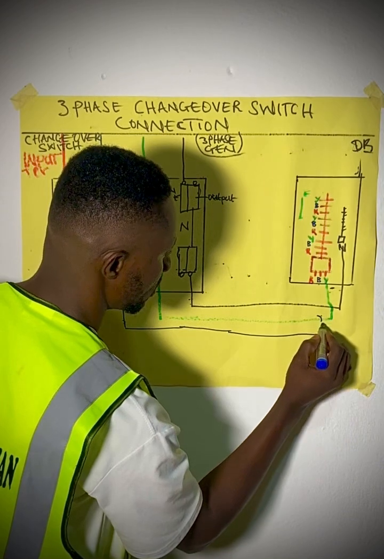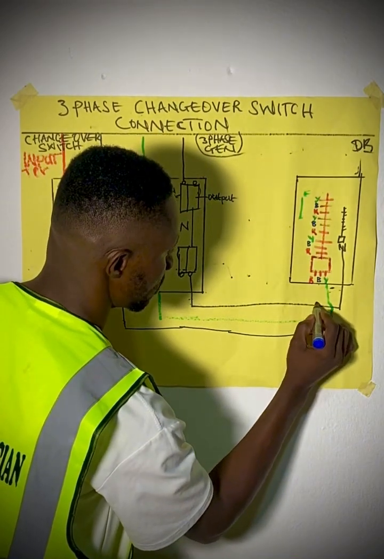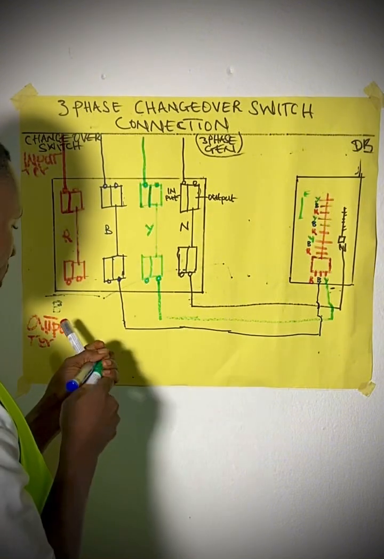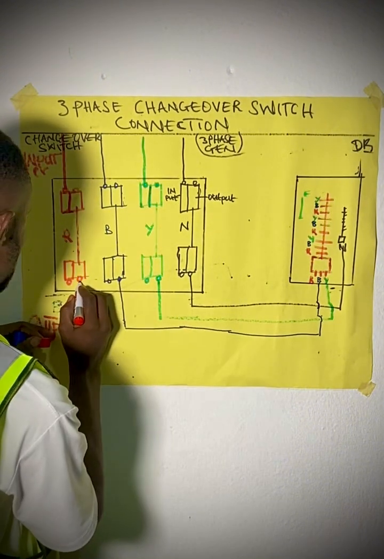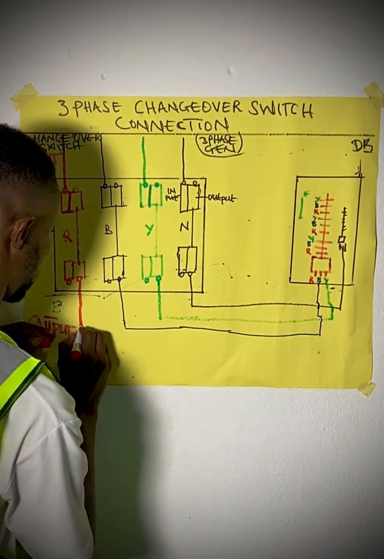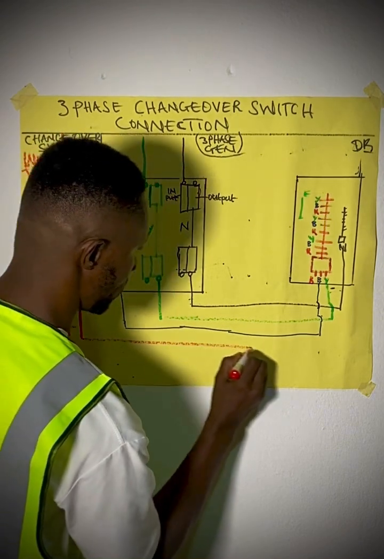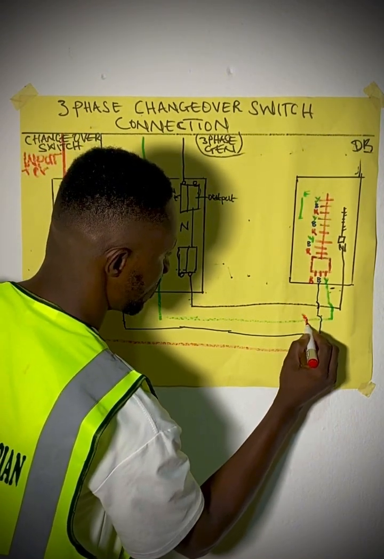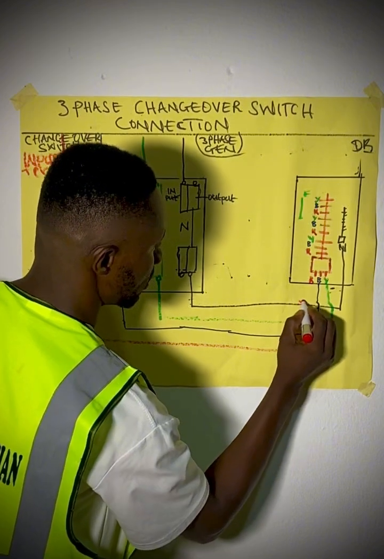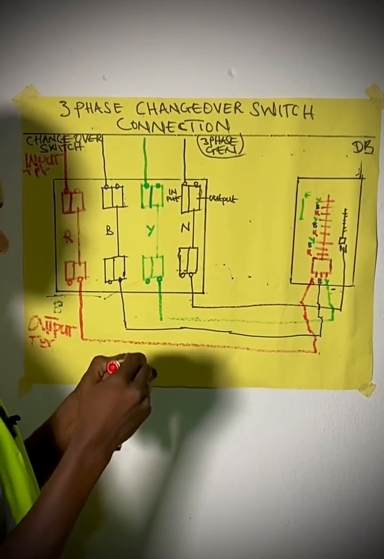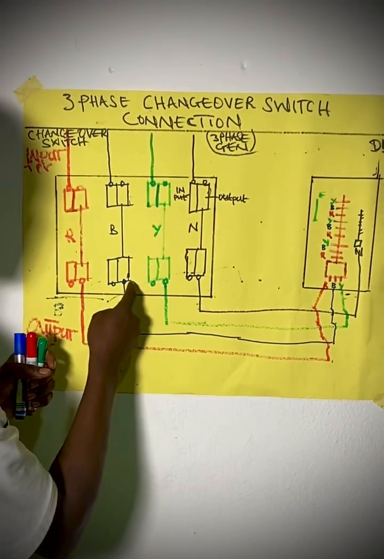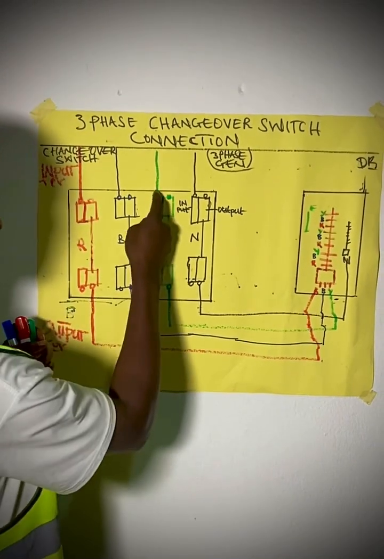So we have something of this nature, then to blue phase. Now let's run the red phase. We have something of this nature, then it will go to red phase. Have you seen how I did it? So here is the output, and here is the input.